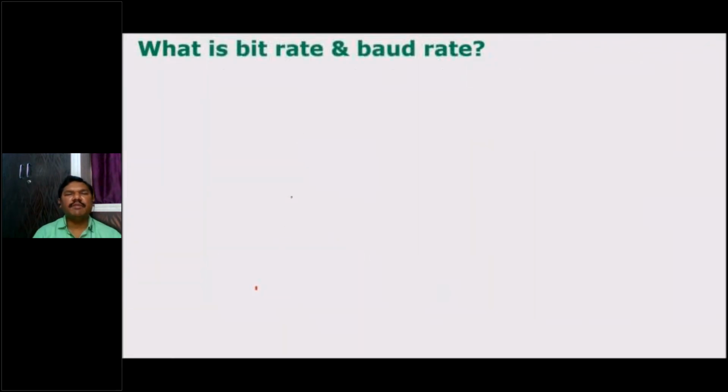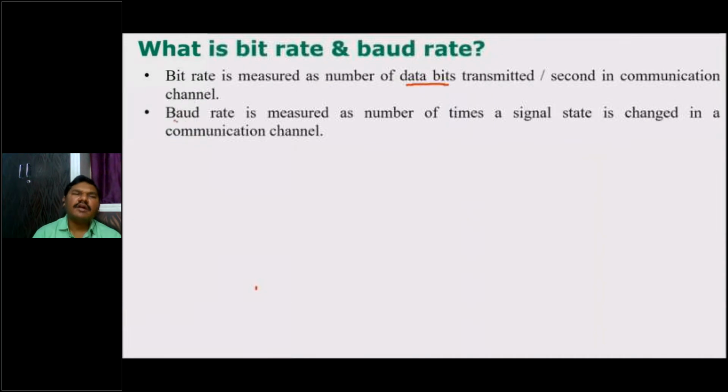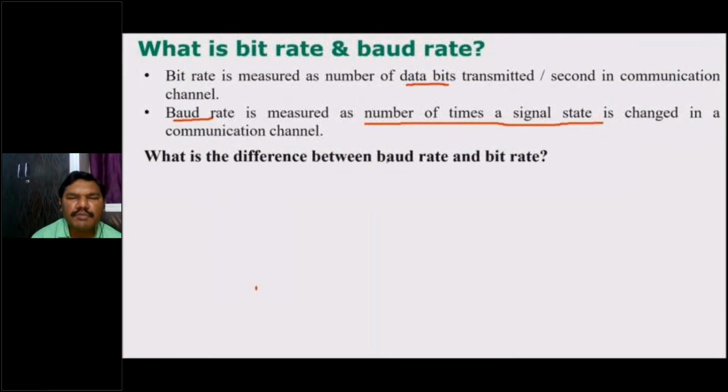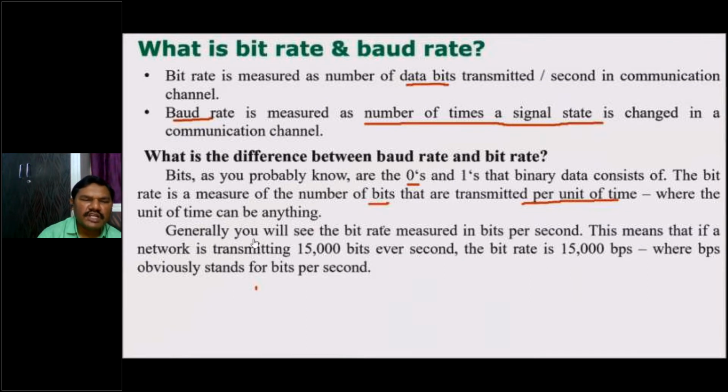Bit rate and baud rate. Bit rate is measured as the number of data bits transmitted per second in a communication channel, and baud rate is measured as the number of times a signal changes in a communication channel. What is the difference between bit rate and baud rate? Bits, as you probably know, are the zeros and ones that binary data consists of. The bit rate is measured as the number of bits transmitted per unit time, where the unit of time can be anything. Generally, you will see a bit rate such as 15,000 bits, for example, that means 15 kbps.